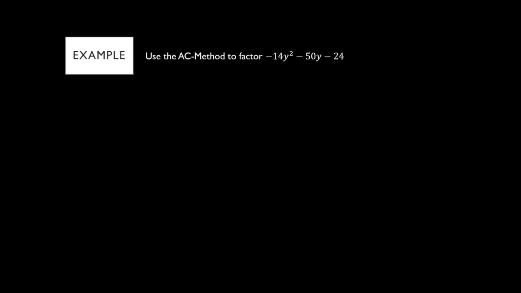Okay, so we're going to use the AC method to factor negative 14y squared minus 50y minus 24. So we're graduating up to now we have a greatest common factor to factor out first before we do anything else. So there is a number I can divide out of all three terms. First off, I can divide a negative. If that first term is negative, always divide out a negative. Then I'm looking at 14, 50, and 24. I can divide all three of those by 2, and I believe that's the largest thing that I can divide out. So I can factor out a negative 2.